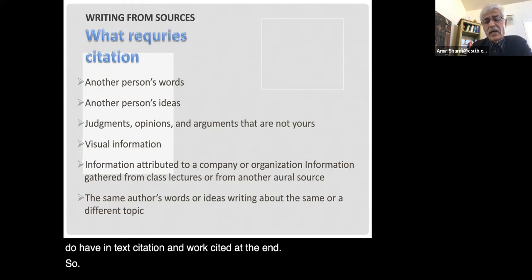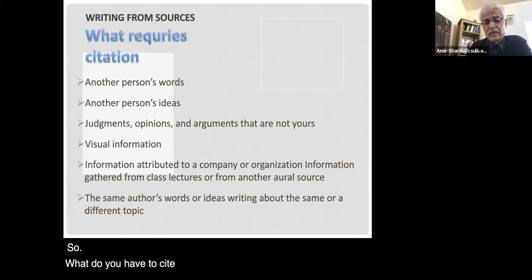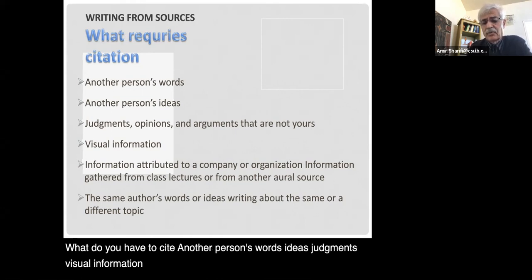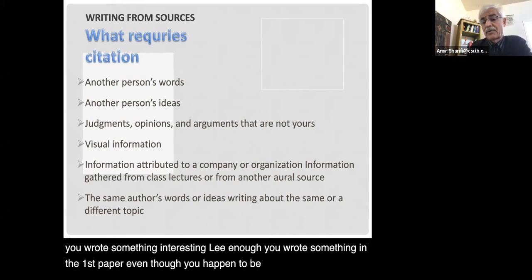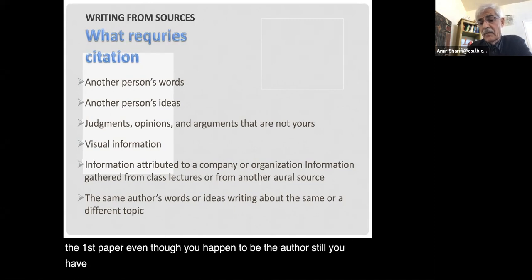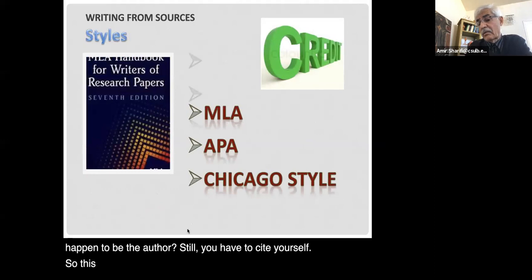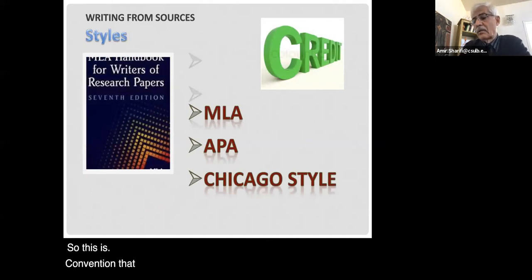What do you have to cite? Another person's words, ideas, judgments, visual information, information attributed to an organization. And even if you wrote something in a first paper, even though you happen to be the author, still you have to cite yourself. This is a convention that different disciplines adhere to.